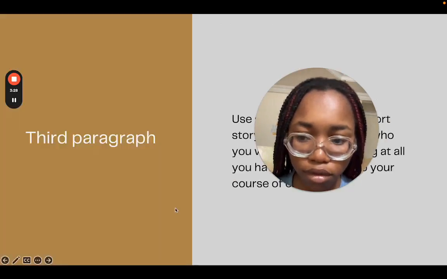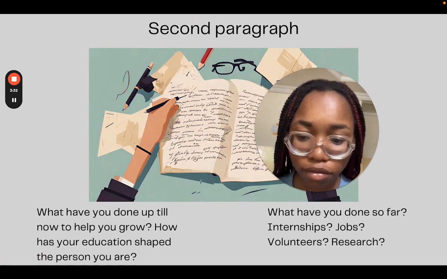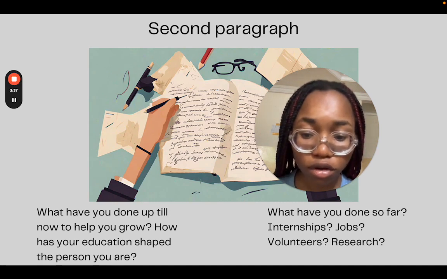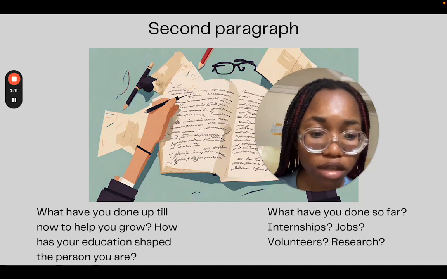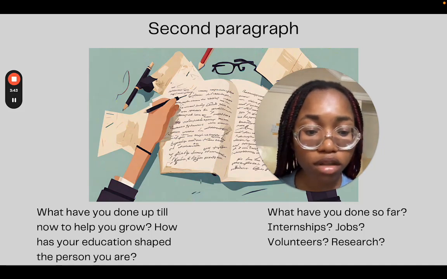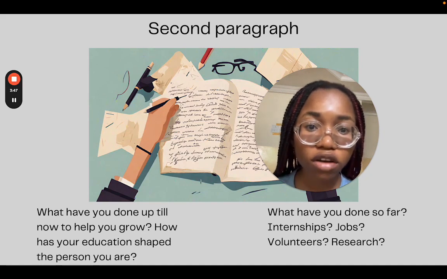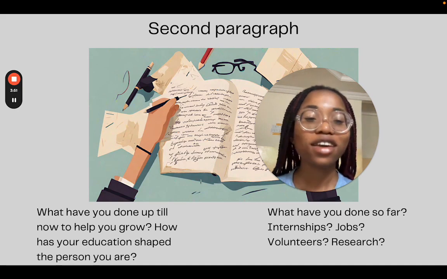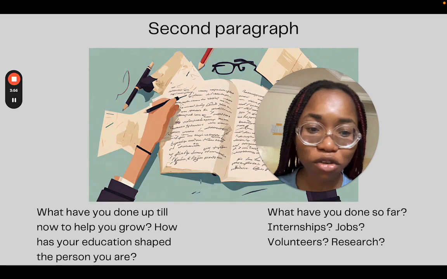So in your next paragraph, that's your second paragraph in the essay, you talk about what you've done up till now. What have you done to grow? How has your educational background shaped the person you are? You can also talk about the internships you've done, the jobs you've done, the volunteering, the research. So here you are really going to sell yourself. Yeah, I'll use that word. You have to sell yourself to these admission committees.